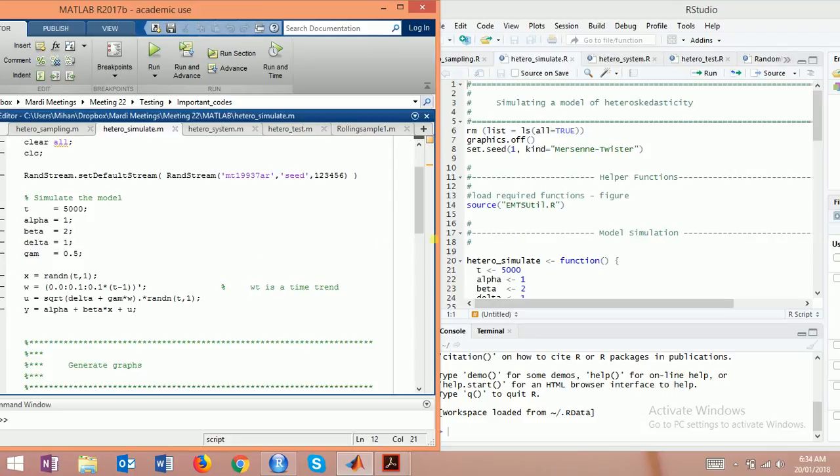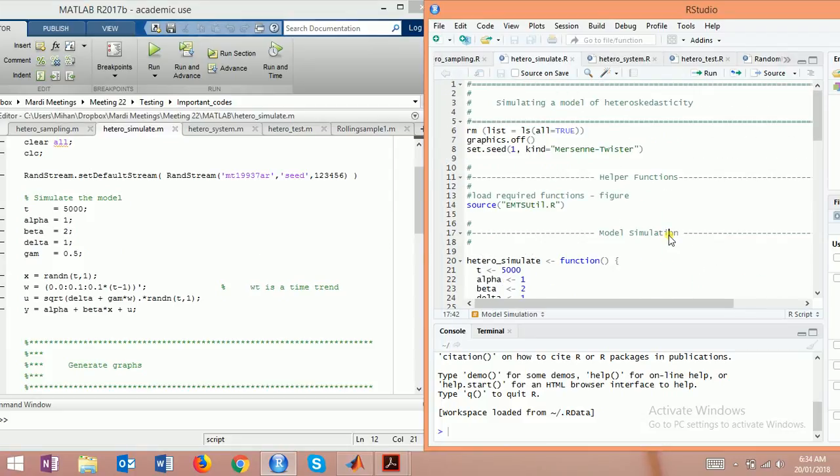On the other hand, let's simultaneously look into R. Obviously, in place of clear we do rm(list = ls()), and graphics off, and then for random streams, in place of the global stream and simulation we do set.seed(1) and kind Mersenne twister. That's all.